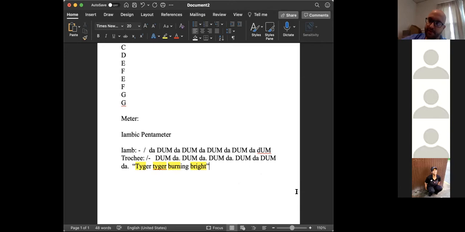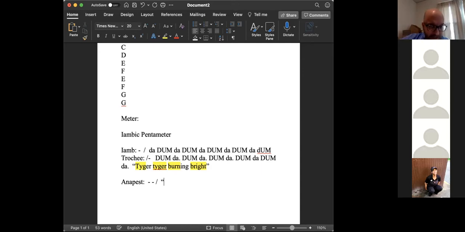You have another foot called an anapest. This is a three-syllable foot. So typically, if you have an anapest, you maybe want to avoid having more than one of these in a line. But an anapest is two unstressed syllables followed by a stress. So normally anapests take the form of a prepositional phrase in a line of poetry.